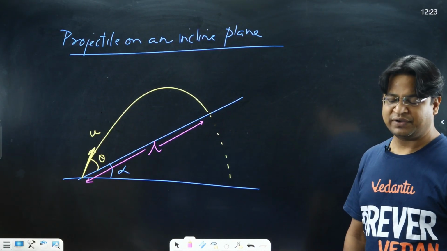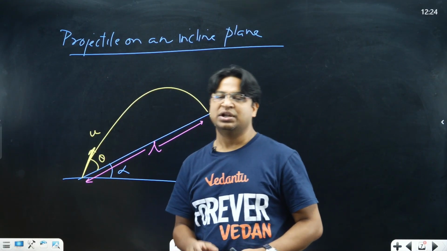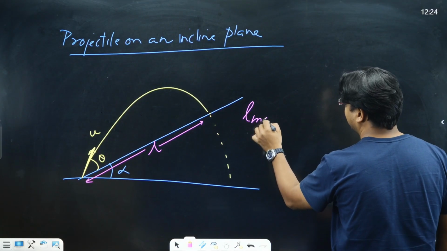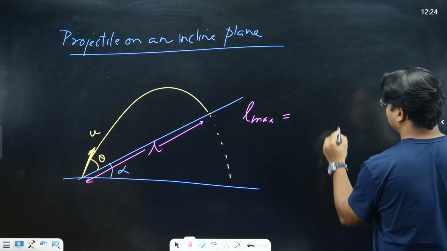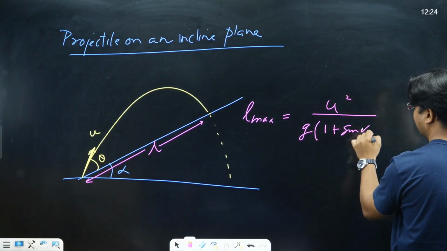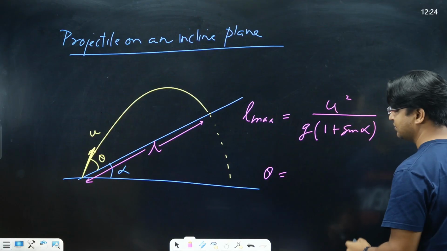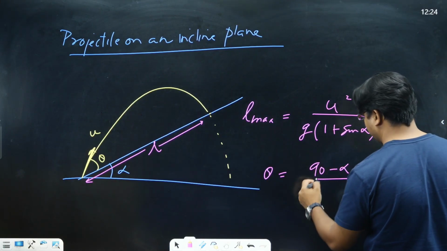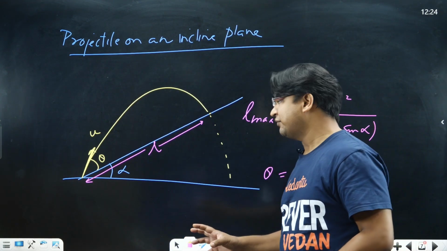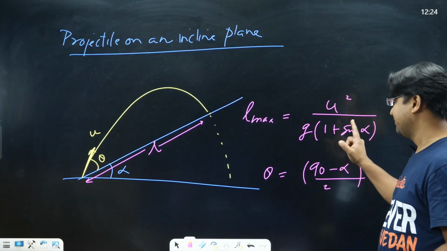Now we can solve for the value of L, but if I ask what value of theta you will choose that can give you a maximum value of L, and what will that value be? The value comes out to be u square by g (1 plus sine alpha), and the value of theta comes out to be (90 minus alpha) by 2. So these are the results. If you have to get maximum range along an inclined plane, then the range would be this much and theta would be this much.